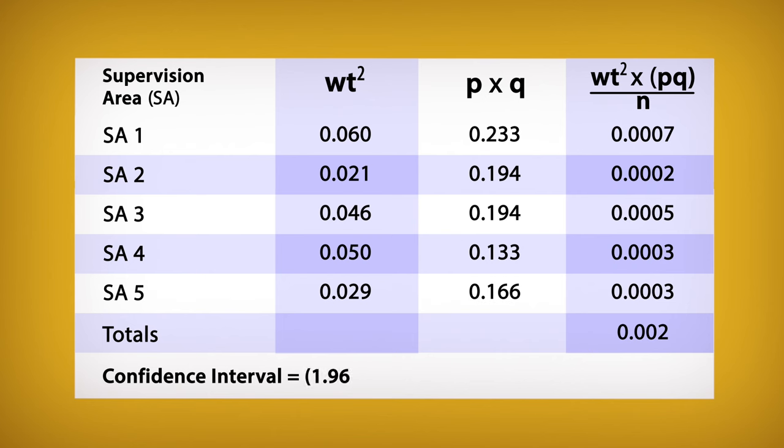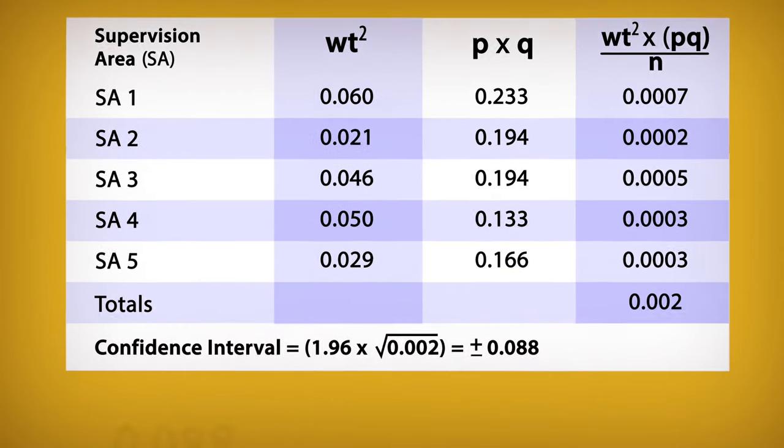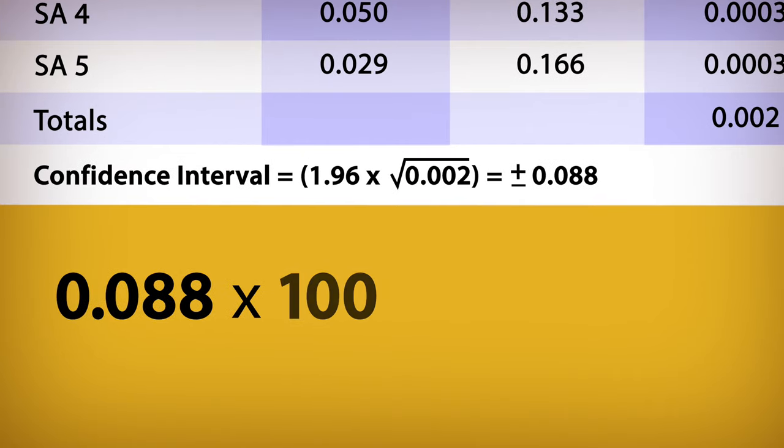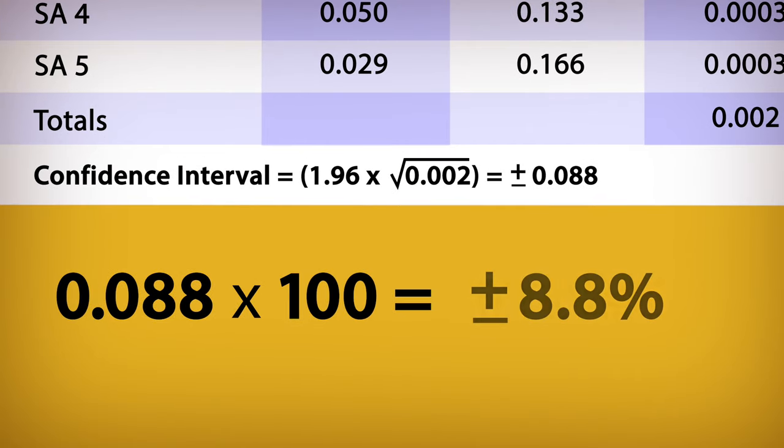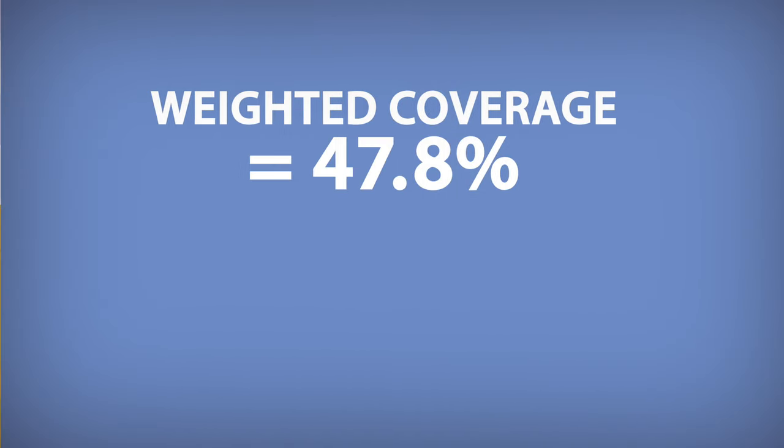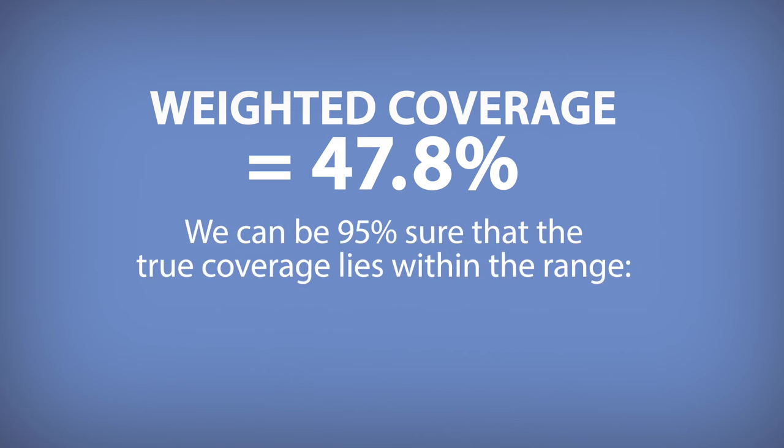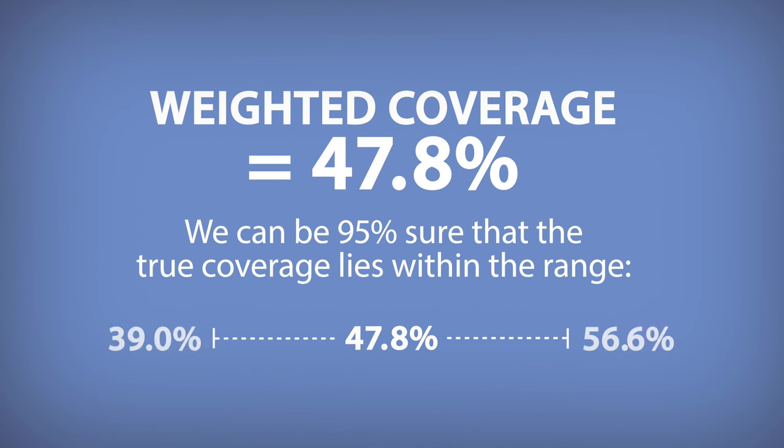1.96, this is just the number we use to signify 95% confidence, multiplied by the square root of our total, in this case, 0.002. The answer here is plus or minus 0.088, rounded to 3 decimal places. Multiply this by 100, and we have a confidence interval of plus or minus 8.8%. So if coverage is measured at 47.8%, we can be 95% sure that the true coverage will fall within a range of plus or minus 8.8 percentage points. This is a generally accepted level of accuracy.